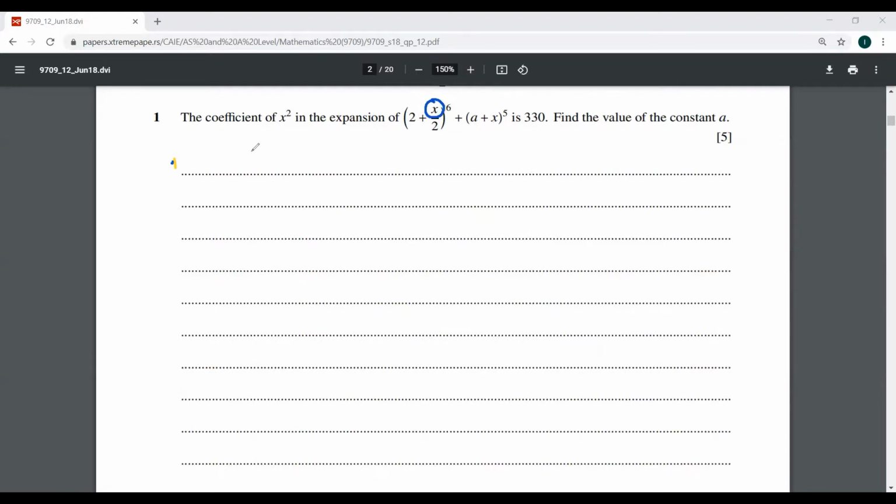So I'll be writing directly this as 6c2. This is 2 raised to power 4, and this is x over 2 squared. I should mention that I'm writing only the terms in x squared so that I don't have to put those dots here. So the terms in x squared are, this one is going to be 5c2, and this is a cube and x squared.